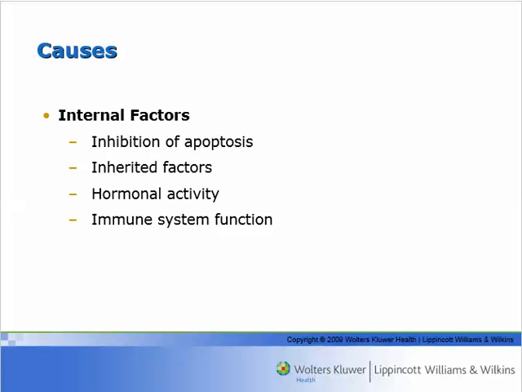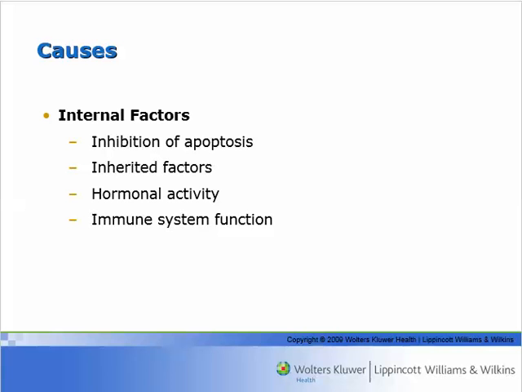So what causes this to happen? So it's this oncogene. There are various theories. The internal factors are an inhibition of apoptosis, the programmed cell death. If a cell lives beyond its programmed death, then there's likely to be mistakes in it. So these would be the endogenous factors.